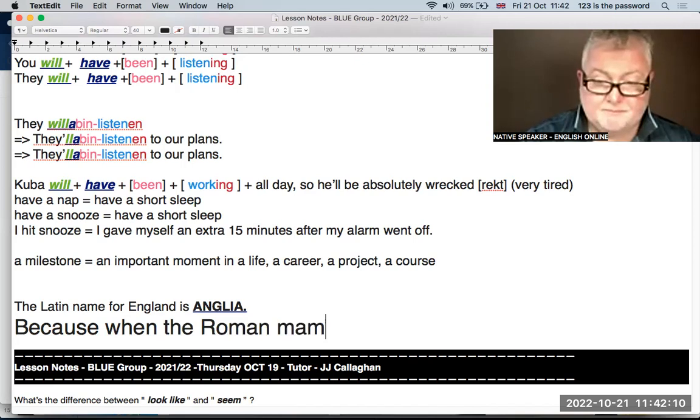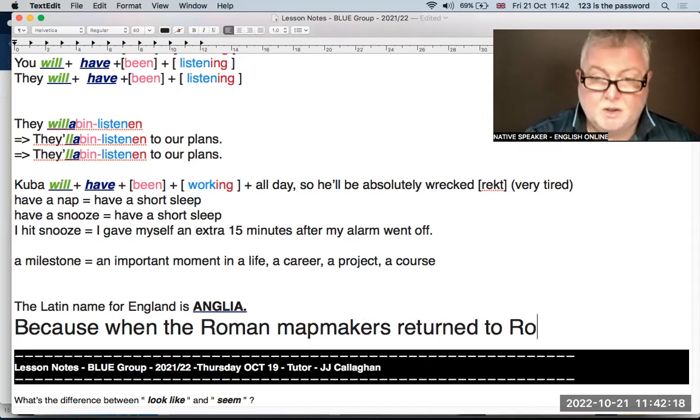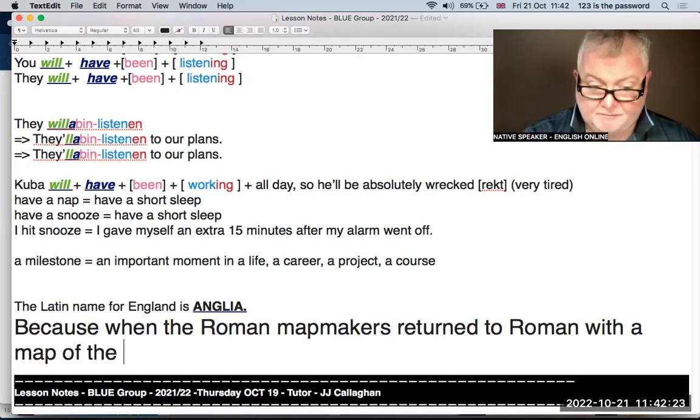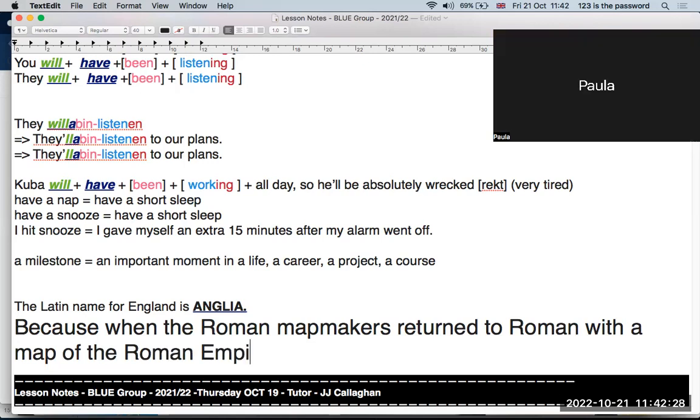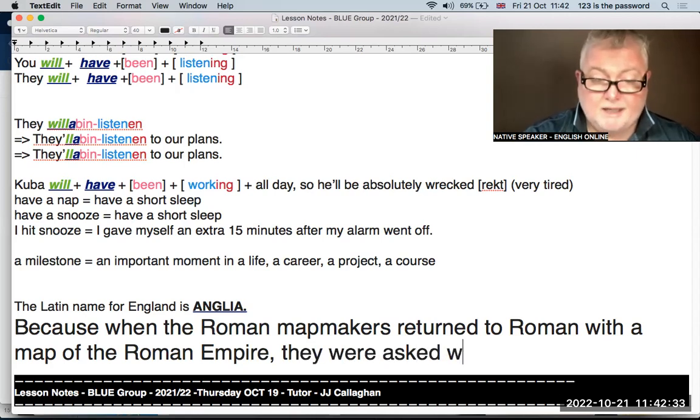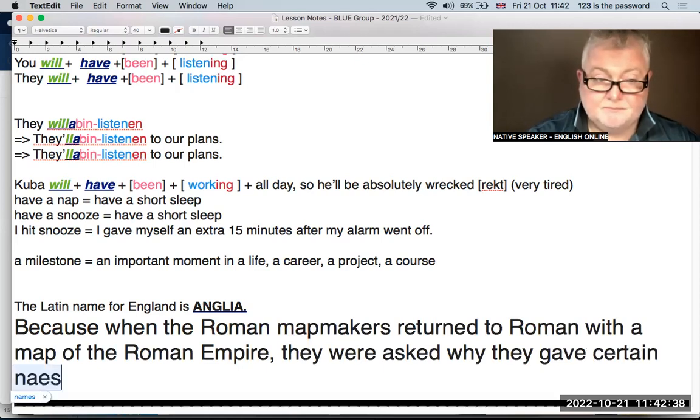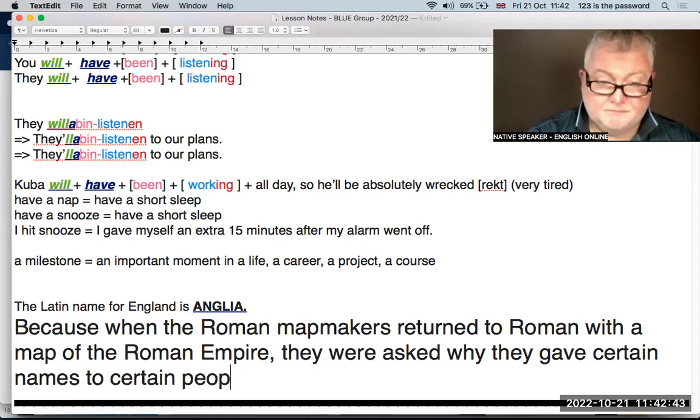map makers returned to Rome with a map of the empire, the Roman Empire, they were asked why they gave certain names to certain people, places, countries.